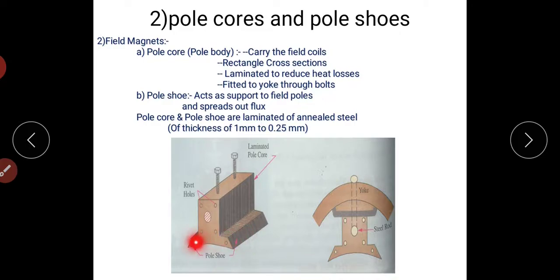Next, this is the pole shoe. This bottom construction, the enlarged pole core, is called the pole shoe. It acts as support to the field coils, and it spreads the magnetic flux produced by the electromagnets uniformly on the armature surface. The pole core and pole shoe are laminated of annealed steel. The approximate thickness of each lamination is 1 mm to 0.25 mm.